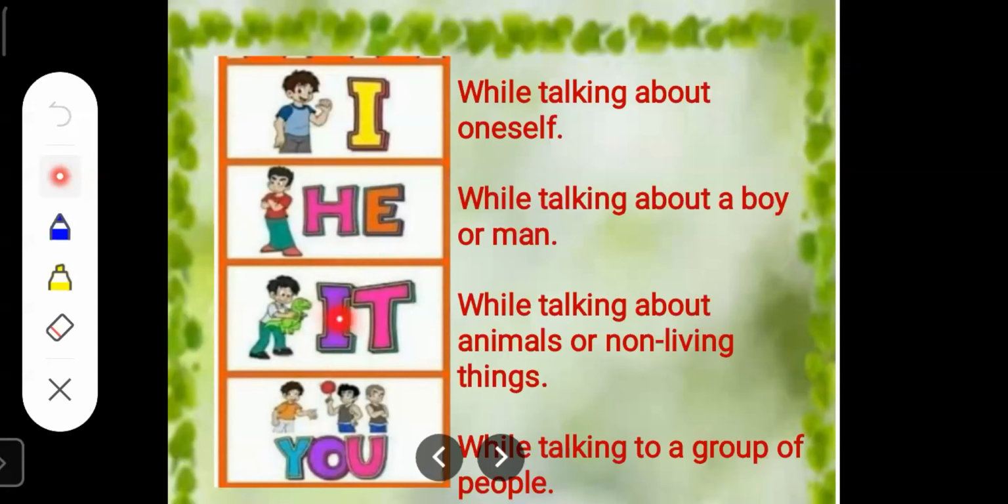So when we are talking about animals or non-living things, children, we will use the subject pronoun it.